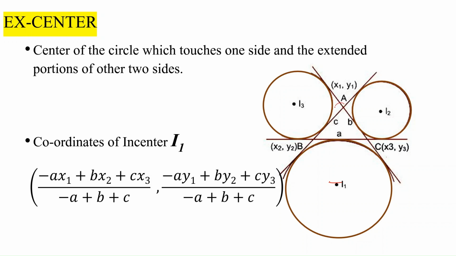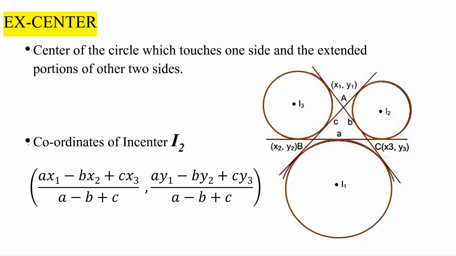that's the excenter opposite to vertex A. So wherever we have a small a in the formula of incenter, we'll just write minus there. That gives the excenter opposite to vertex A. When the excenter is opposite to vertex B, we will keep a negative sign for b, and if it is opposite to vertex C, we will keep a negative sign for c in the formula. And these excenters are represented by I1, I2 and I3.